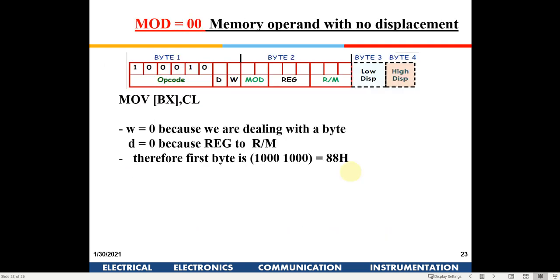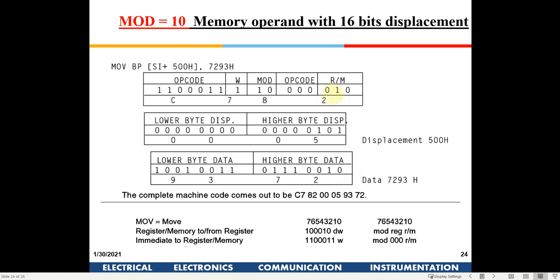Now I refer to that table and put 010 here. After 010, the next bytes are the displacement. The displacement is 0500, so 05, the MSB, will come here as the higher byte, and the lower byte is 00. After that comes the data, 7293, so the higher byte is 72 and this is 93. Is this clear to you? I can explain once more if it is not clear. Is it clear to all of you?